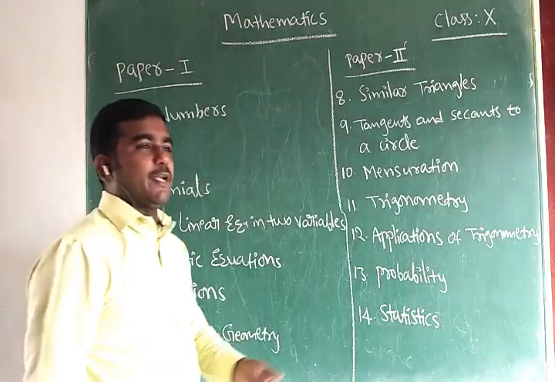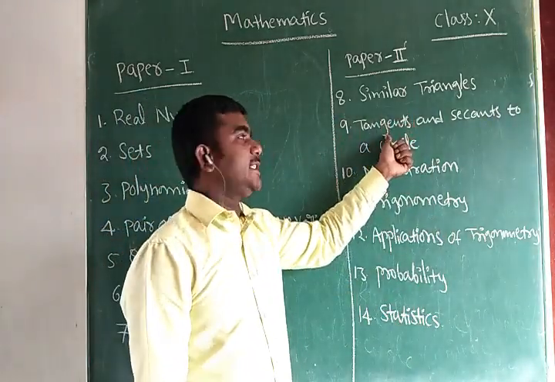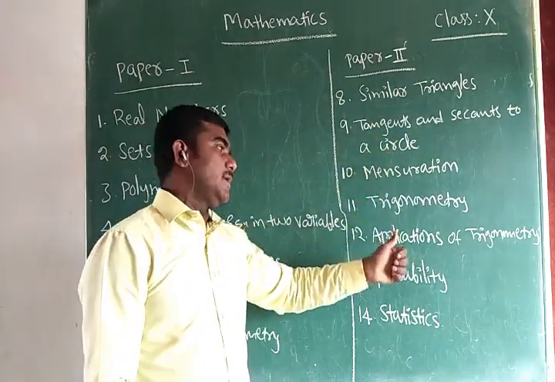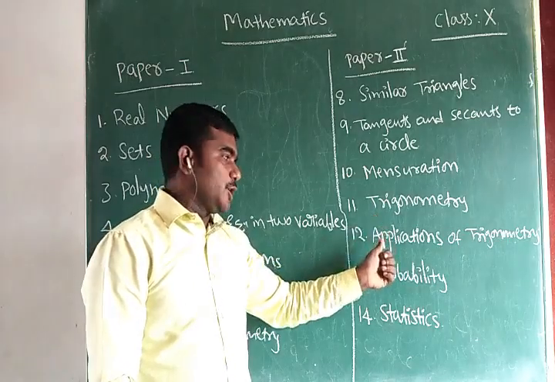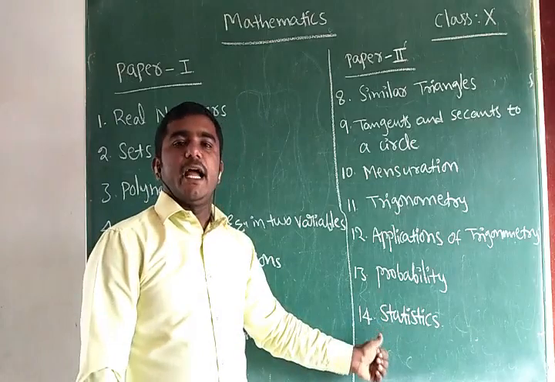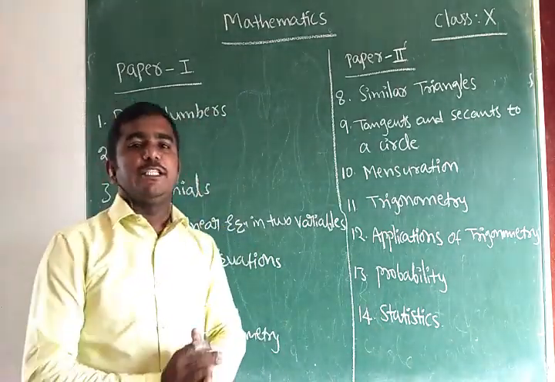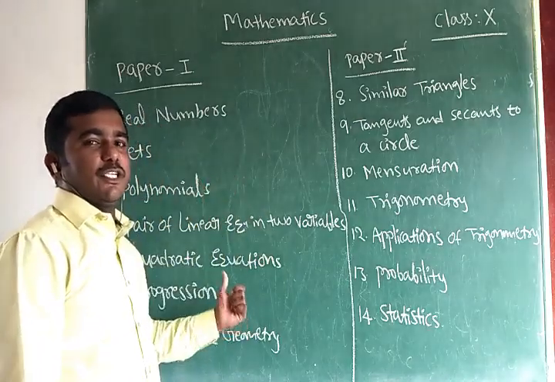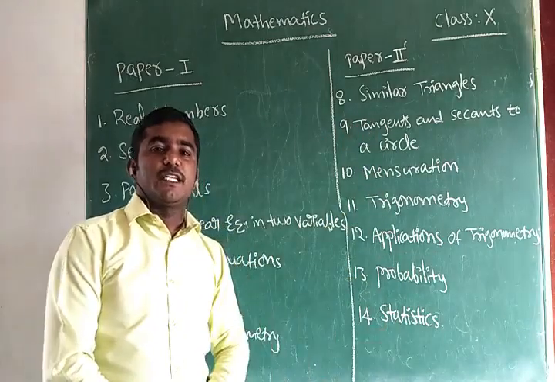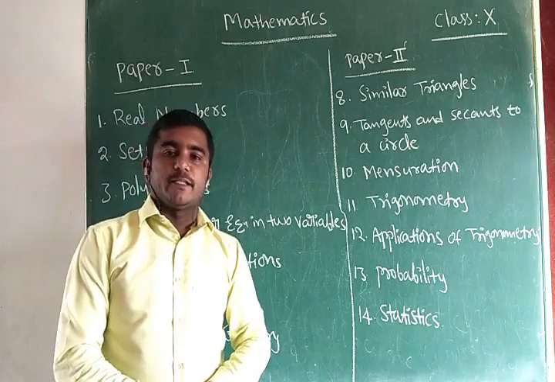Next, coming to paper 2, we have again 7 chapters. 8th chapter is similar triangles. 9th one is tangents and secants to a circle. 10th one, mensuration. 11th, trigonometry. 12th, applications of trigonometry. 13th, probability. And 14th, statistics. In mathematics we have 14 chapters: the first 7 chapters come under paper 1 and the last 7, chapters 8 to 14, come under paper 2. These are the 2 papers we have in mathematics.